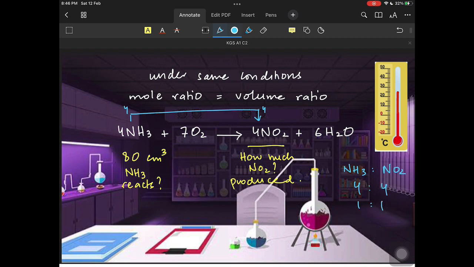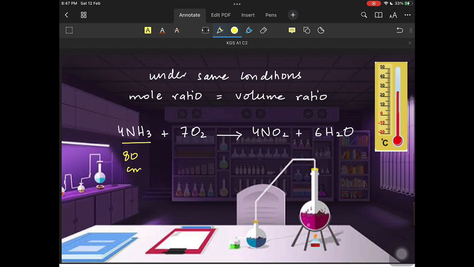If 80 cm³ of ammonia is reacting, how much NO2 can be produced? It's going to be exactly the same, 80 cm³ of NO2. Simple, right? No molar calculations. If 80 cm³ of ammonia was reacting, and somebody asks me how much oxygen would be needed over here, then the relationship is between ammonia and oxygen right now. So we know the ratio between these two things is 4:7.